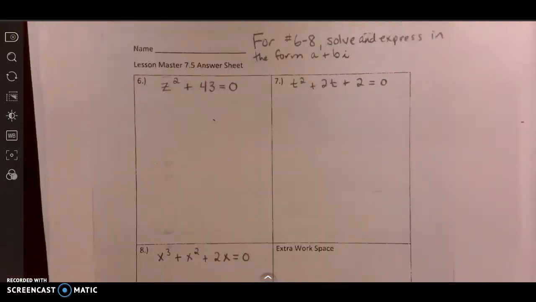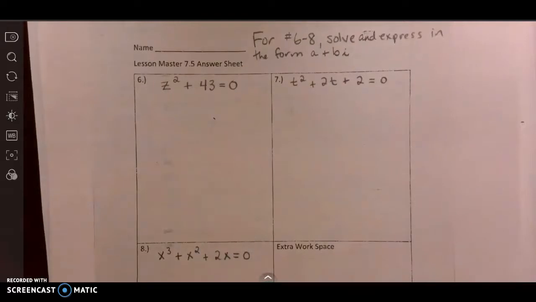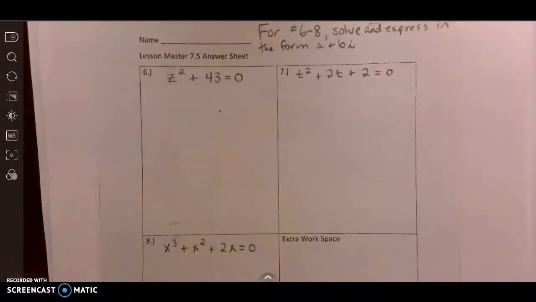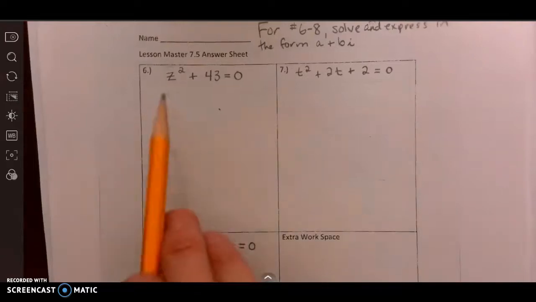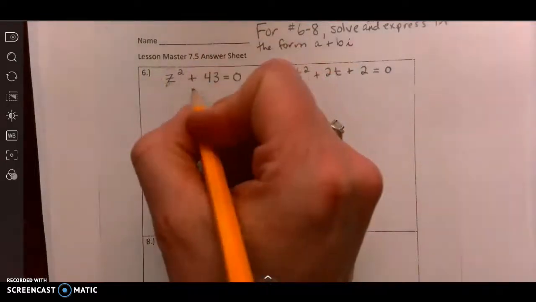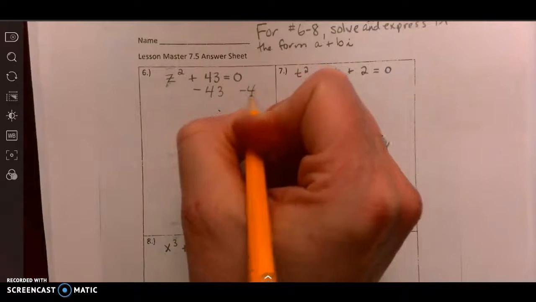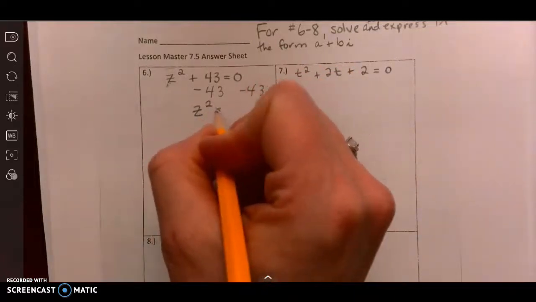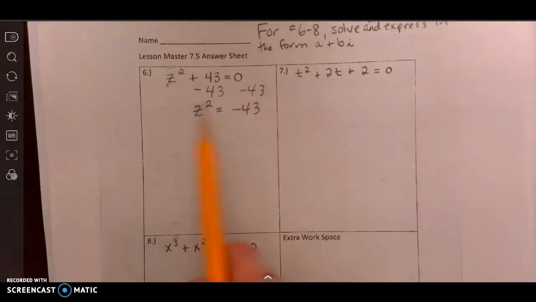I've got my lesson master here, and 6, 7, and 8 ask me to solve and express in a plus bi form. So for each of these, I'm going to want to use the quadratic formula. So what I'd want to do is first always say what my a, b, and c values are. Now I will tell you for number 6, this one I probably wouldn't use the quadratic formula. I would probably just subtract 43 from both sides and say z squared equals negative 43. Since there's no middle term, I don't have to use the quadratic formula.